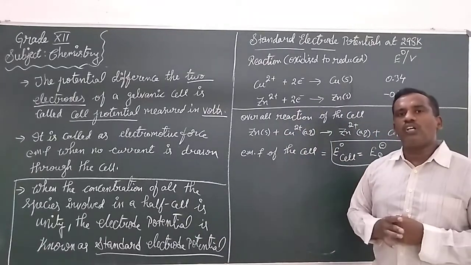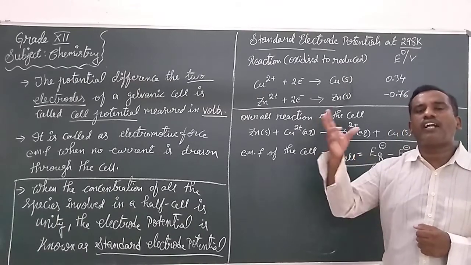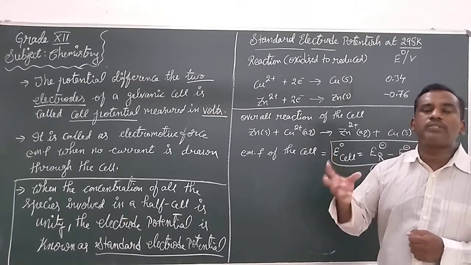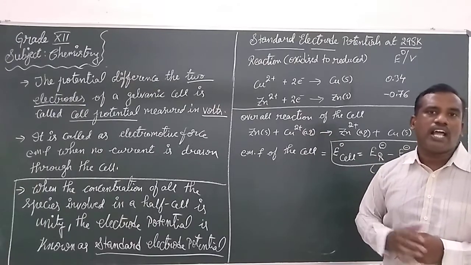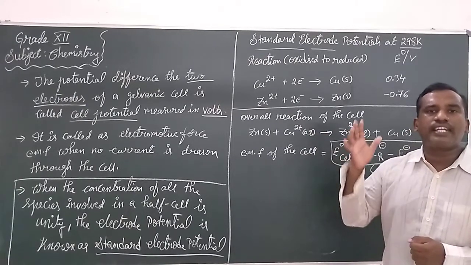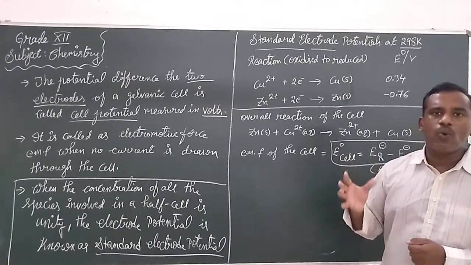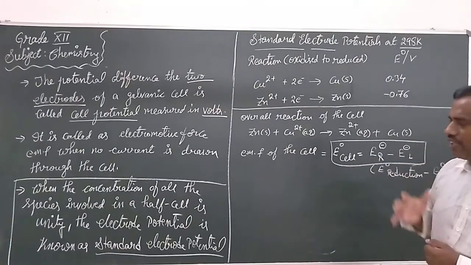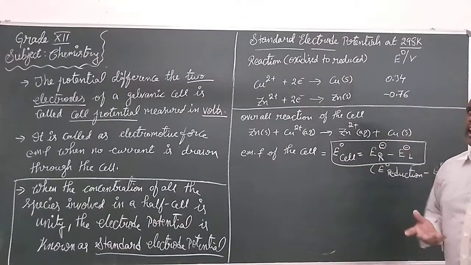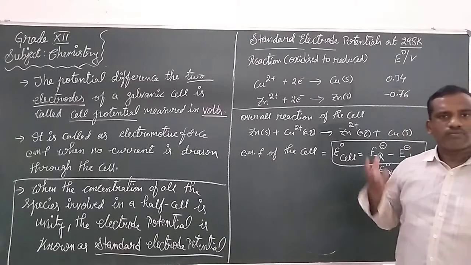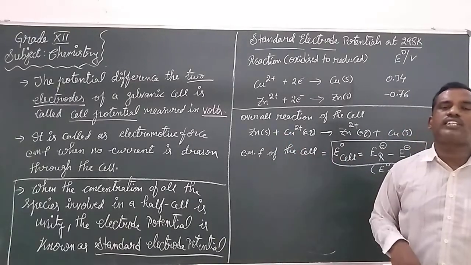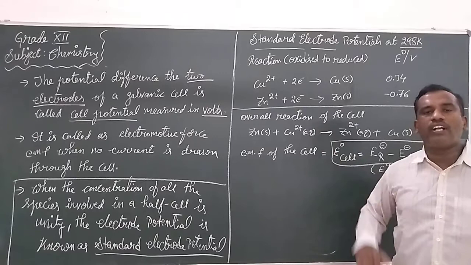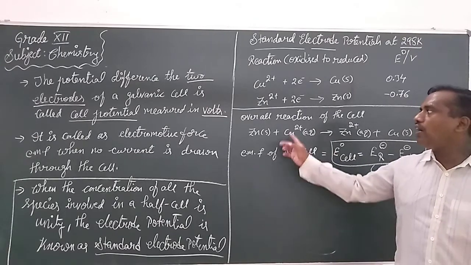They had observed for each and every electrode, there was some standard electrode potential at 298 Kelvin. And sometimes we may get a doubt. Why only zinc will lose the electrons, whereas copper will gain the electrons? Why not the reverse?